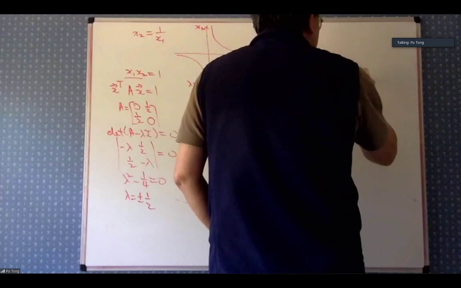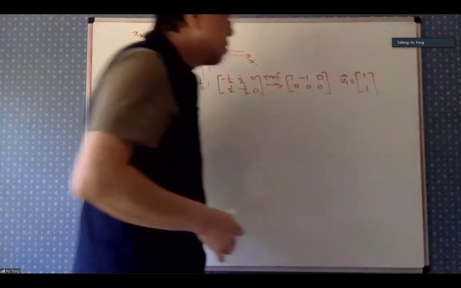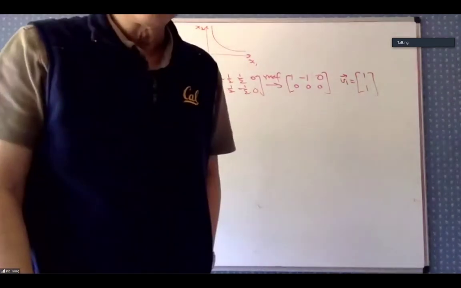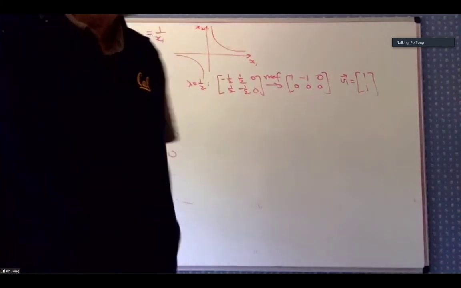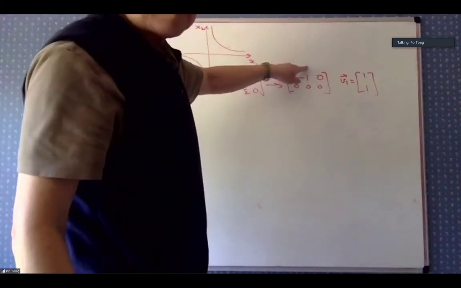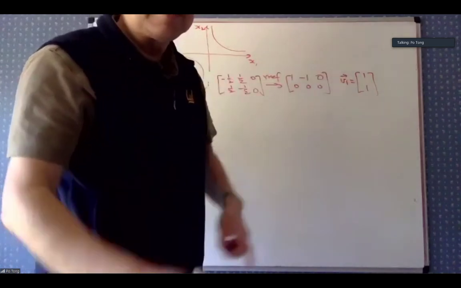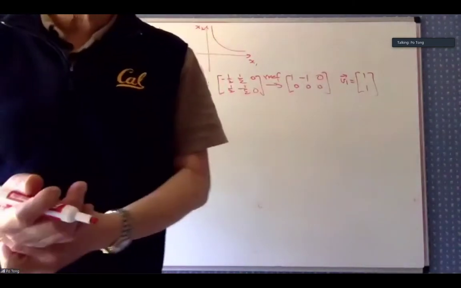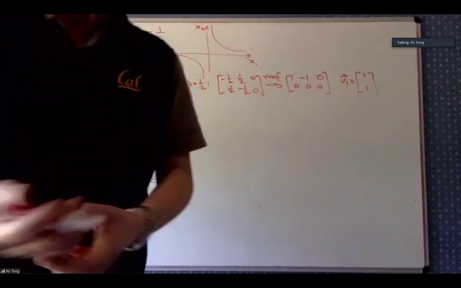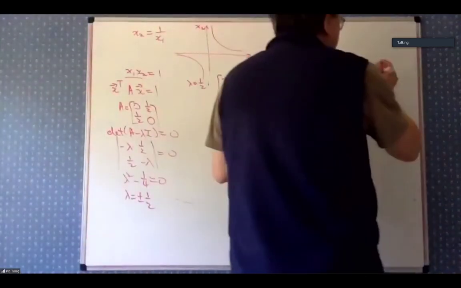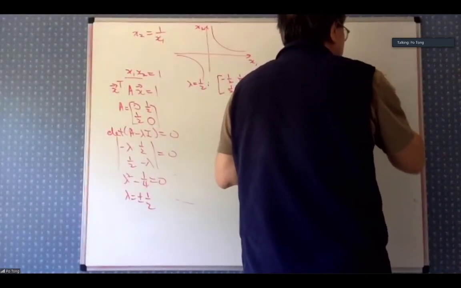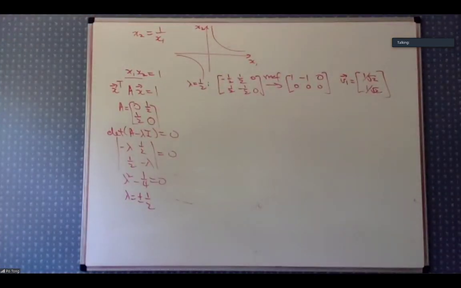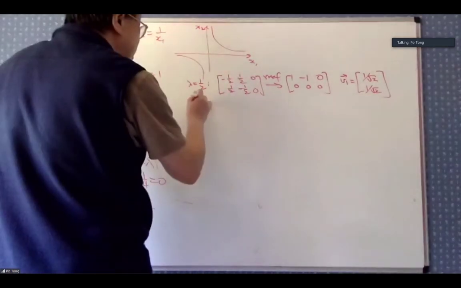So v1 will be, is that right? Can you guys see that? I've skipped probably 5 steps there, but you guys are very good at this by now. Can you see this? x2 is free, x1 equal to x2, so it's 1 and 1. But I don't like it because it's not a unit vector, so I'll normalize it. Is it okay? Now lambda equal to negative 1/2.